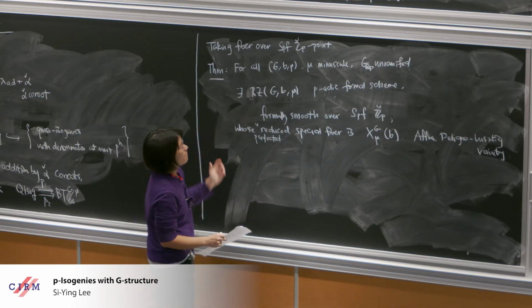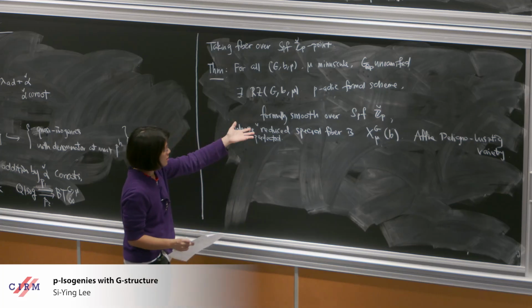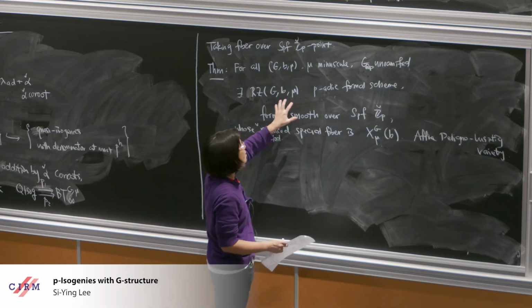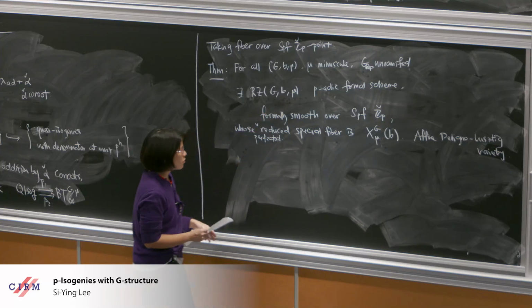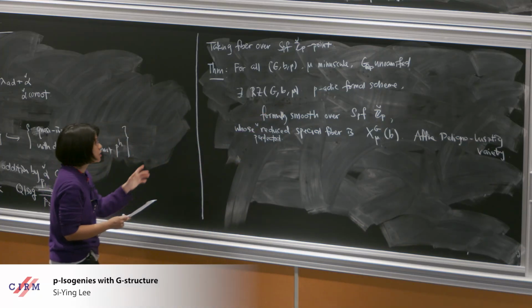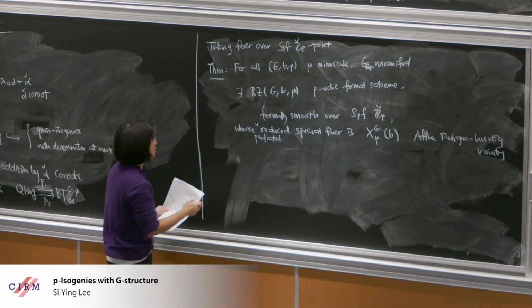So this is, of course, going to be the Rapoport-Zink space for this (G, μ). So that's the first thing that we have, which is this construction of the Rapoport-Zink space.